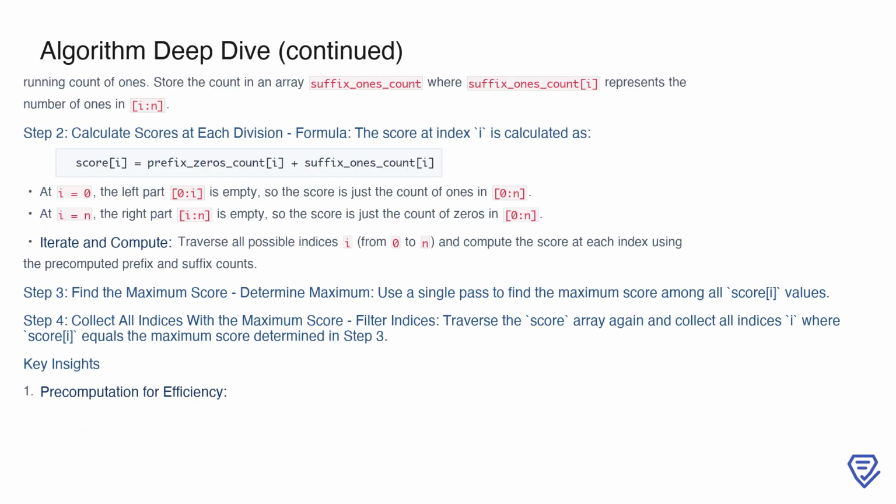Once the prefix 0 counts and suffix 1 counts are pre-computed, we can calculate the score for each division index using a simple formula.